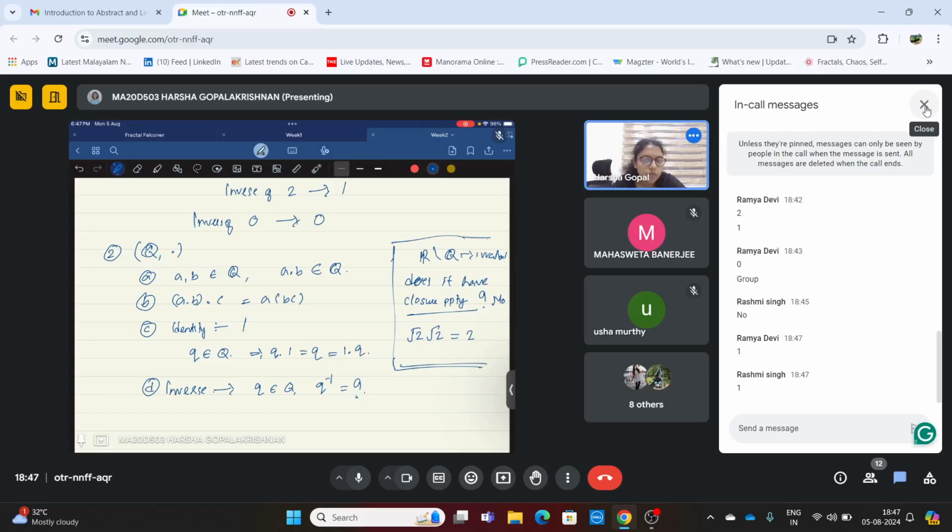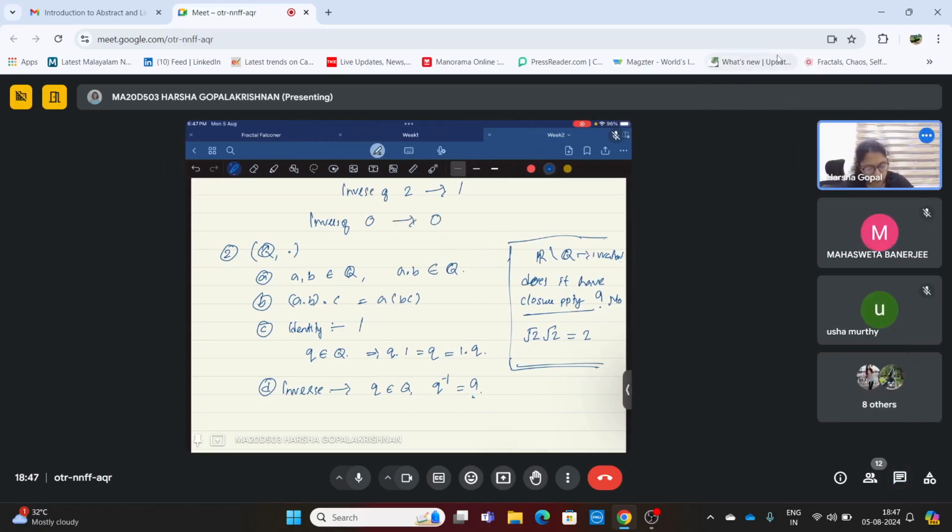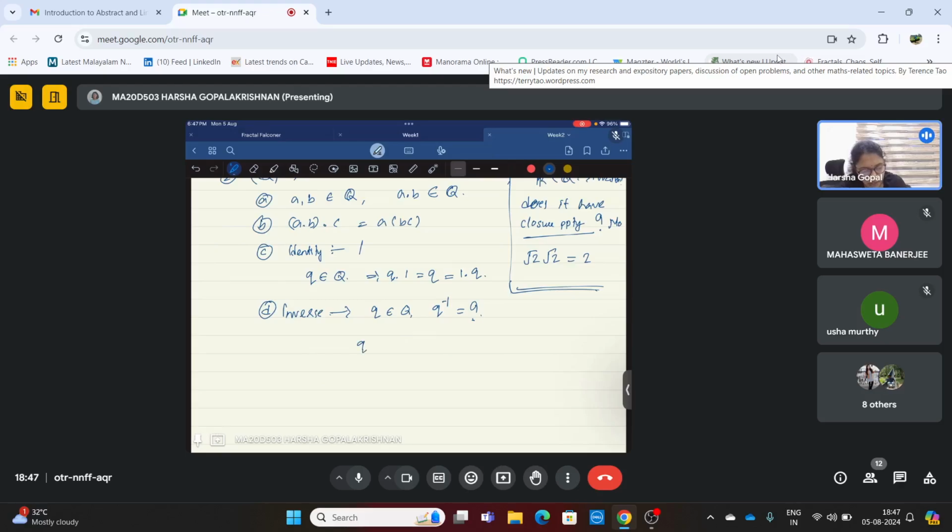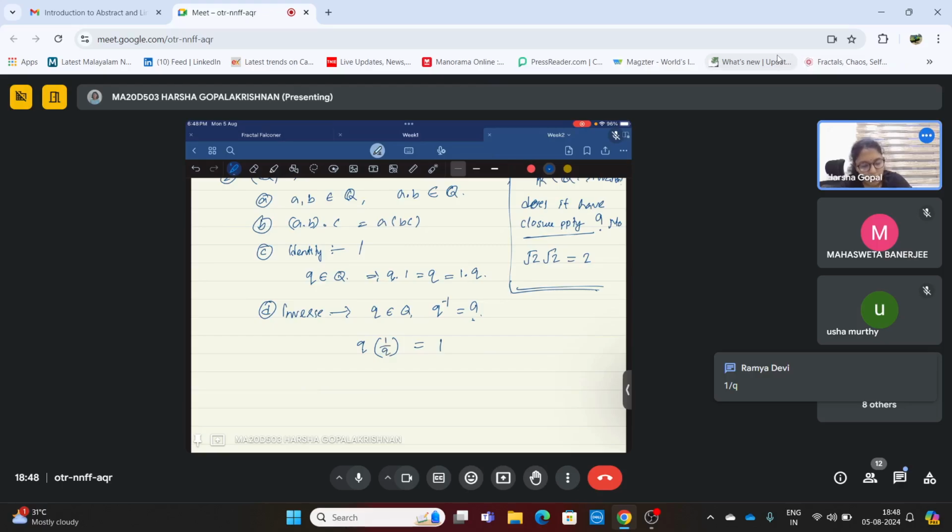Anyone? That means I should multiply Q with some particular element so that I should get the identity 1. We got identity is 1. Okay. We are saying it is 1 by q. But here actually we have something wrong. We cannot tell like this.